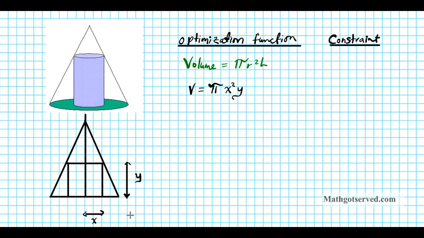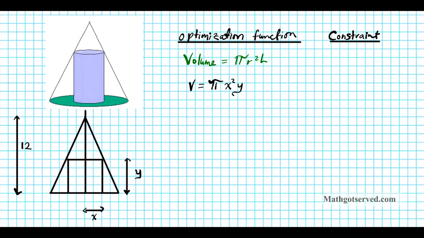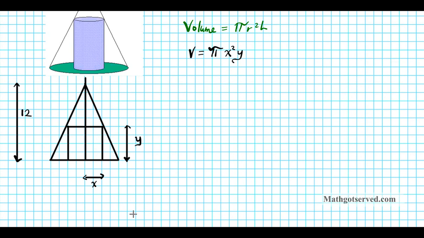So let's see. If I want to use two similar triangles, I need to make a statement that corresponding sides of our similar triangles are in proportion. So we have the entire length of the cone. We know the cone has a height of 12 units, and the radius of the cone is 4 units long. So there goes the radius of the cone.